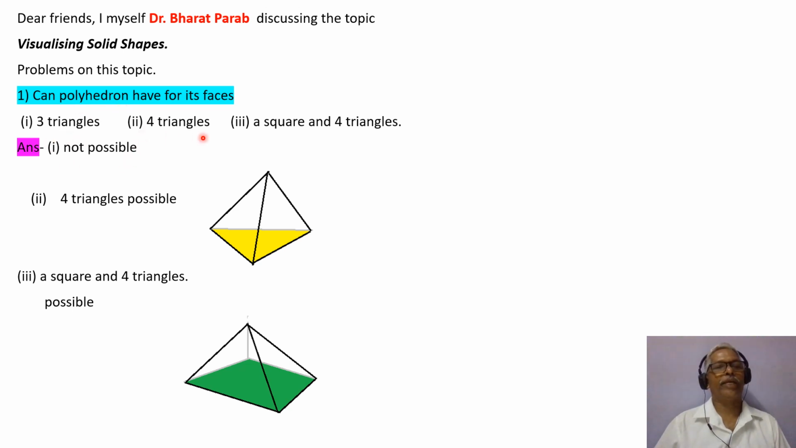Second one, four triangles. Answer is here. Yes, it is possible. And I have drawn it for you. And the third one is a square and four triangles. Square and four triangles. Yes, it is always possible. This is a square and four triangles. Okay. That is also a polyhedron.